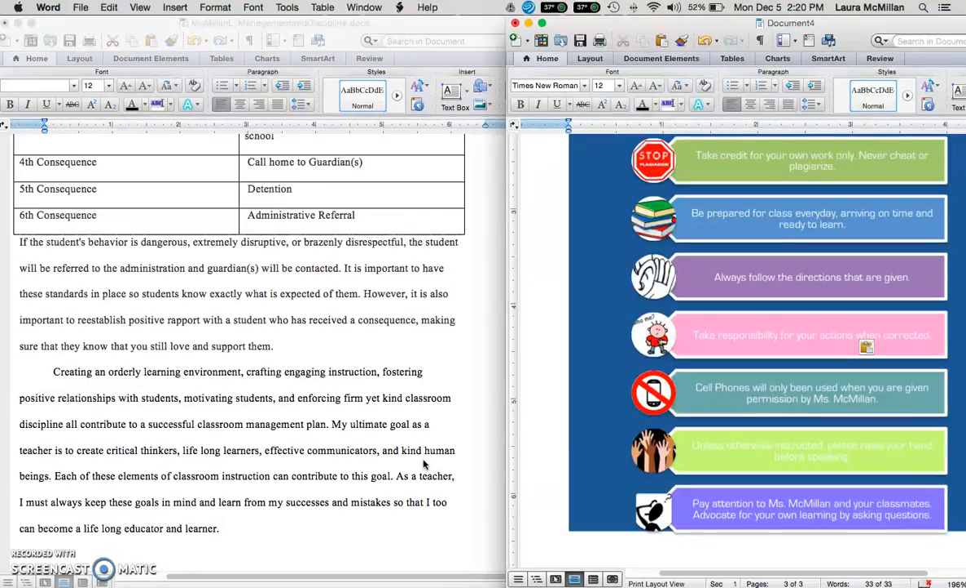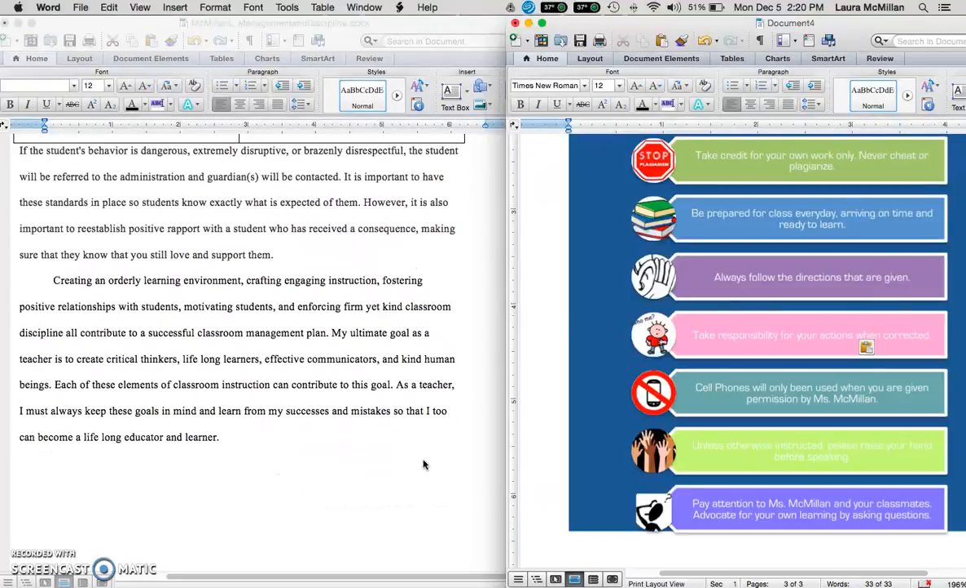If a student's behavior is dangerous, extremely disruptive, or brazenly disrespectful, the student will be referred to the administration and the guardians will be contacted. It is important to have these standards in place so students know exactly what is expected of them. However, it is also important to reestablish positive rapport with a student who has received a consequence, making sure that they know that you will still love and support them.